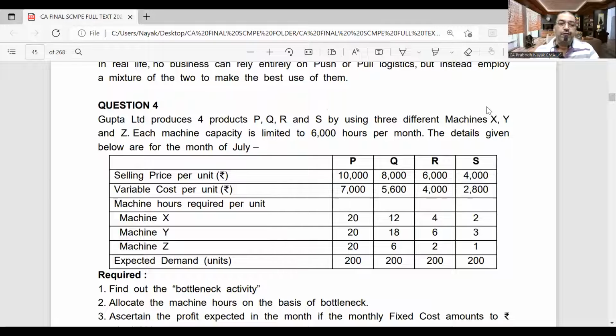Turn to page 45, question number 4. Page 45, question 4.